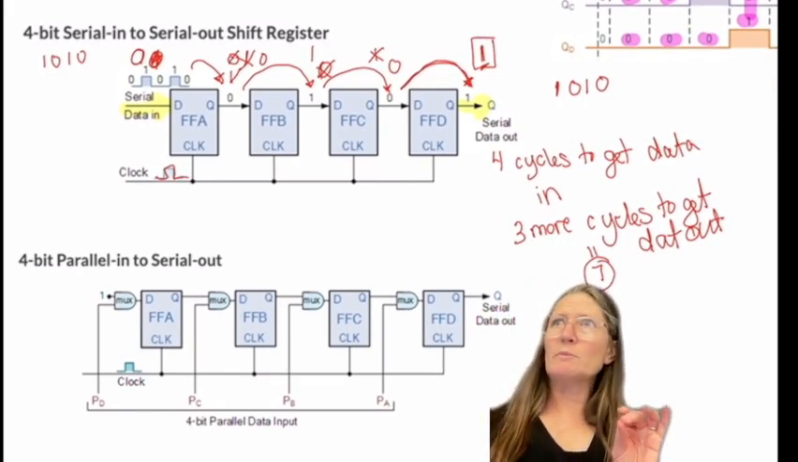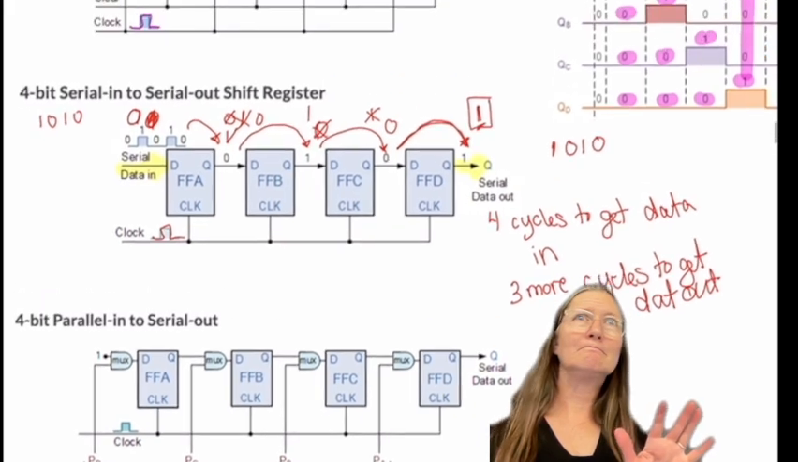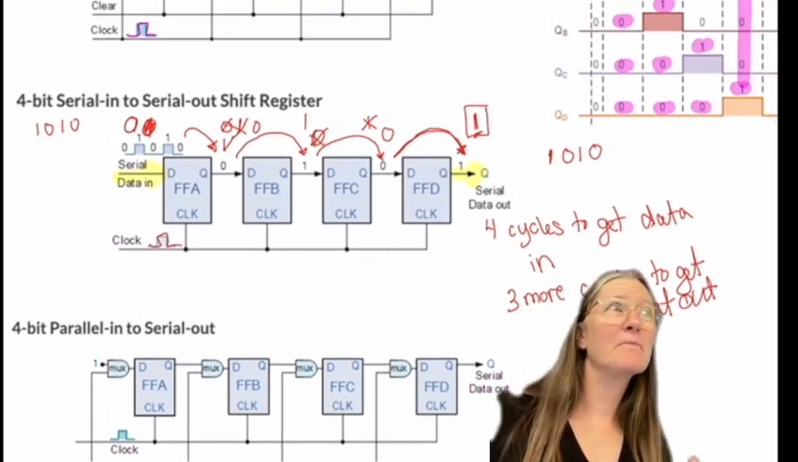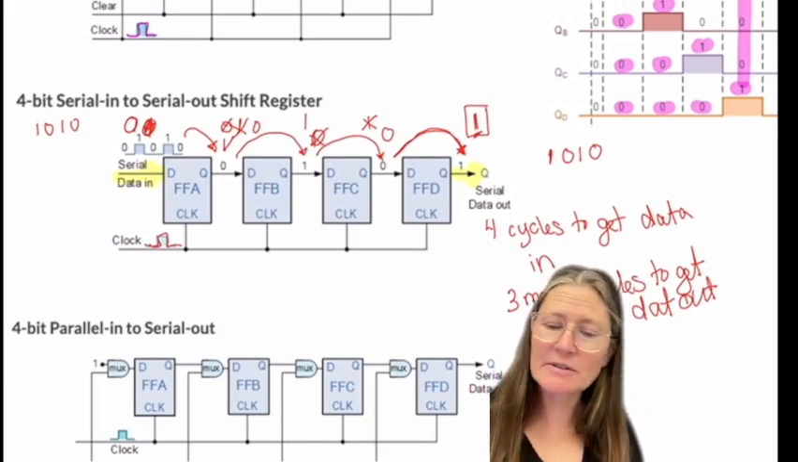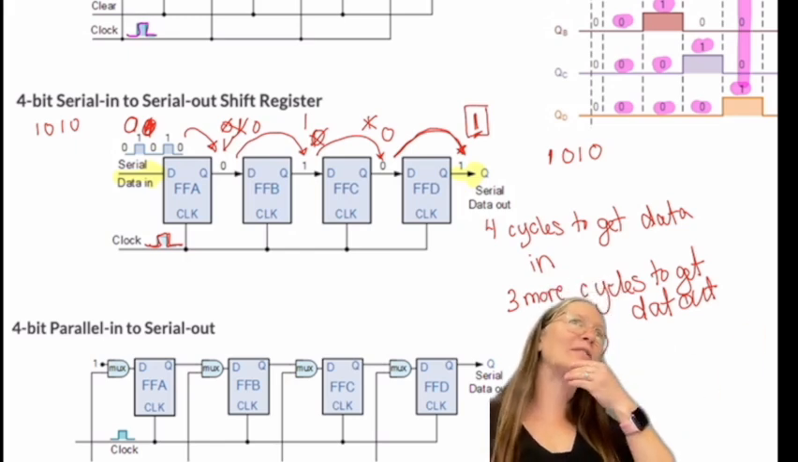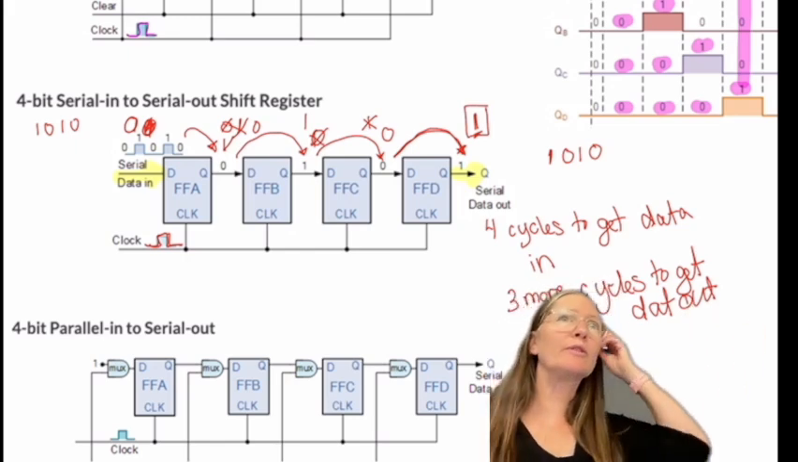Do you guys know what I mean by a cycle? Clock cycle? It's what? Clock cycle? Correct. So a clock cycle means that it goes up and down. So that's what I mean by a cycle. A full pulse is 1 cycle.